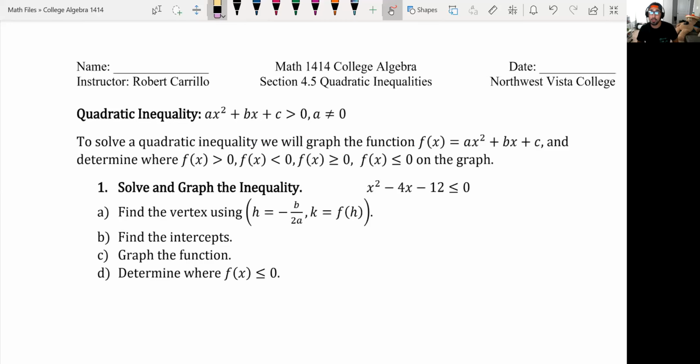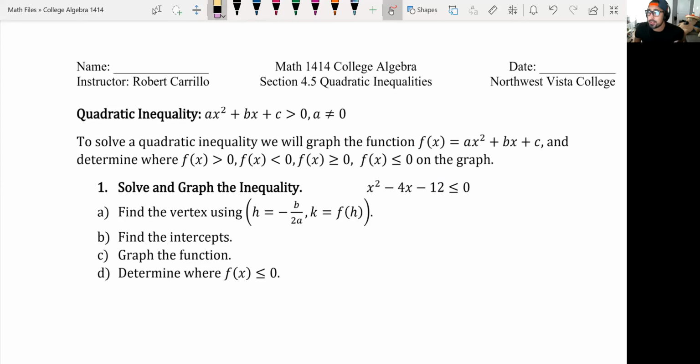Okay, so to solve and graph these inequalities, we will first find the vertex, then find the intercepts, graph it, and with the graph, we will determine, because for this first one, it wants to know where are we above or, where are we below or on the x-axis.